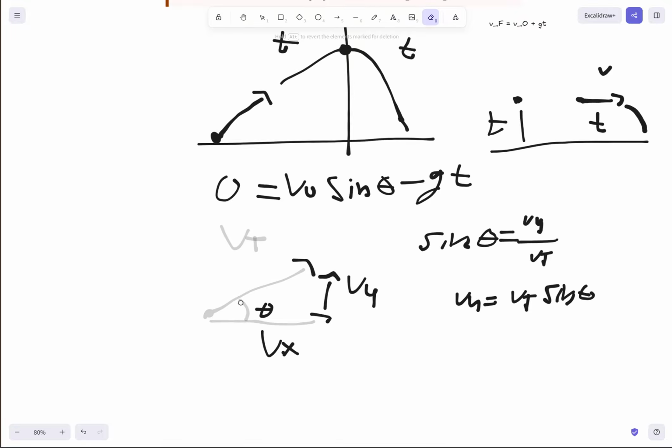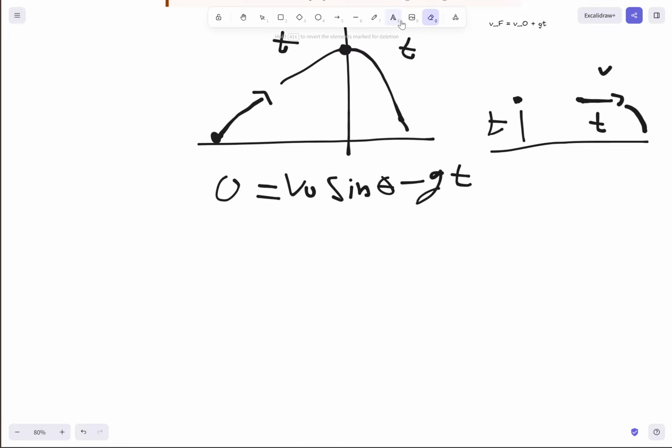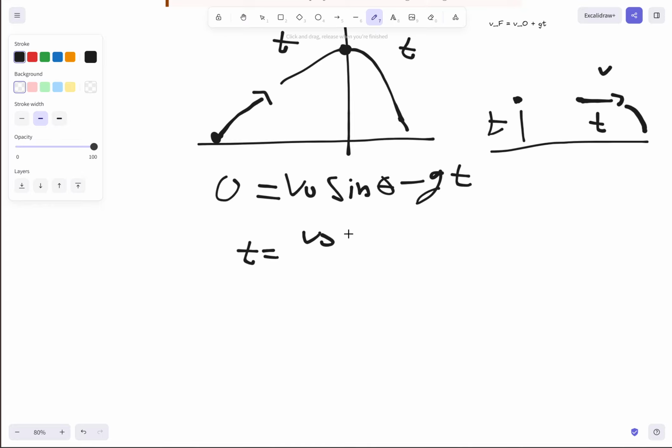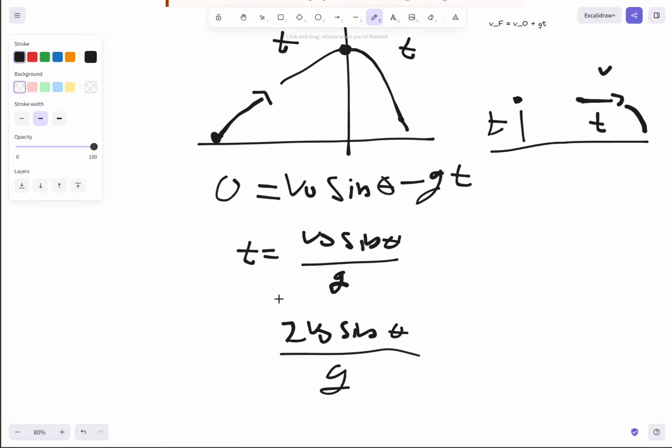This is the time it takes to get to the peak. The peak, not the end. The peak. Okay. So what do we do? We just solve for it. T equals V0 sine 2 theta. No, not 2 theta. Think about range. Sine theta all over g. So that's to get to the peak. And remember, the time it takes to get to the peak is the same as the time it takes from the peak down to zero. So therefore, it's 2 V0 sine theta over g. Nice. That's one way to do it.